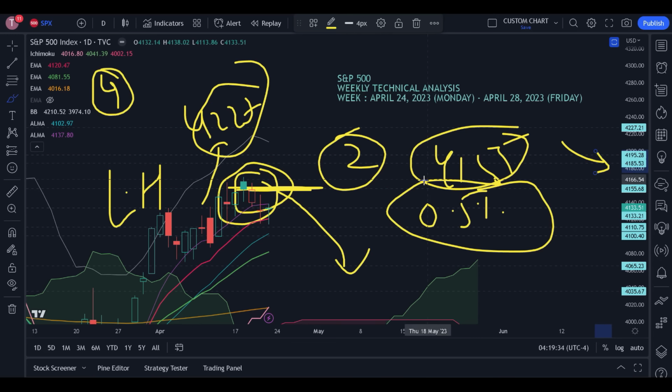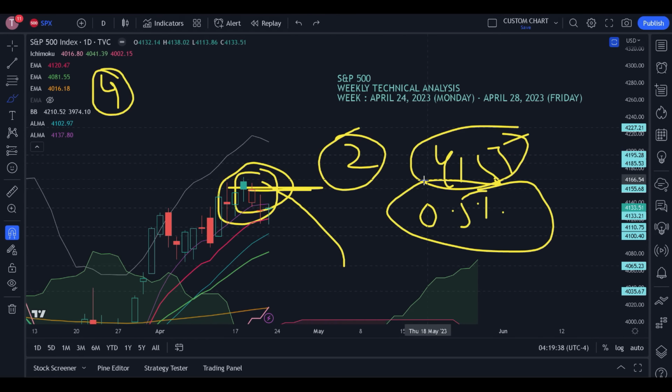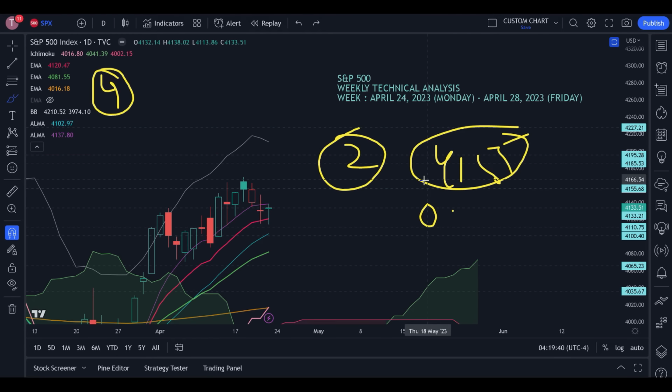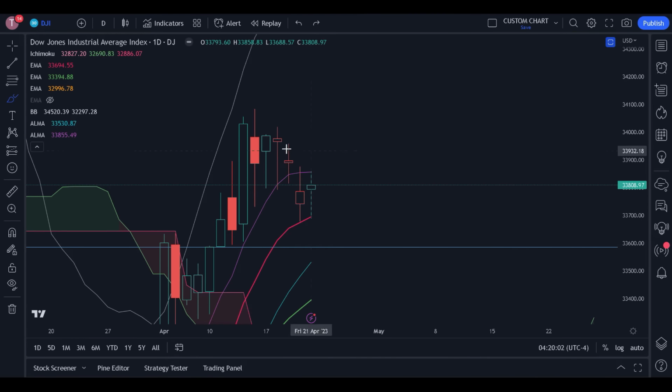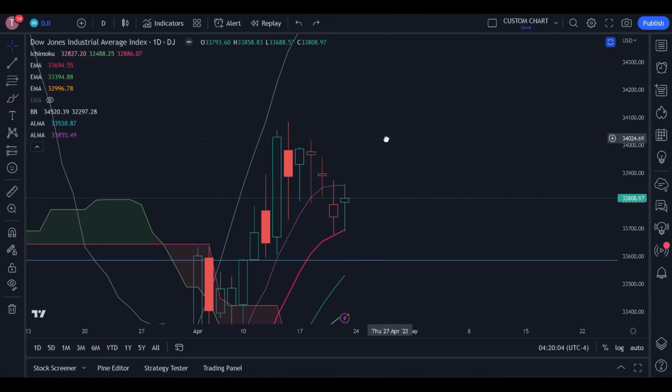Anyways, because of the two failures on the weekly chart, the S&P 500 is already under some kind of pressure. That pressure will be removed if the S&P 500 is able to close above 4155 at least for one day. Now, why and how can that happen? To know that, you must visit the Dow Jones. You must see what is happening in the Dow Jones.